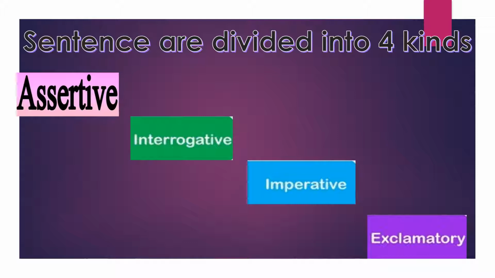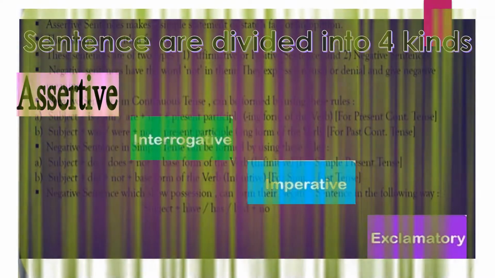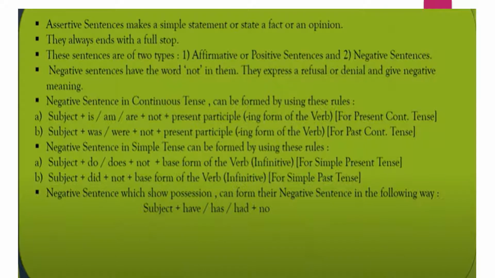Imperative sentence. An imperative sentence expresses an order or a request and always ends with a full stop. Exclamatory sentence. An exclamatory sentence expresses strong feelings and always ends with an exclamation mark. Assertive sentences make a simple statement or state a fact or an opinion. They always end with a full stop.